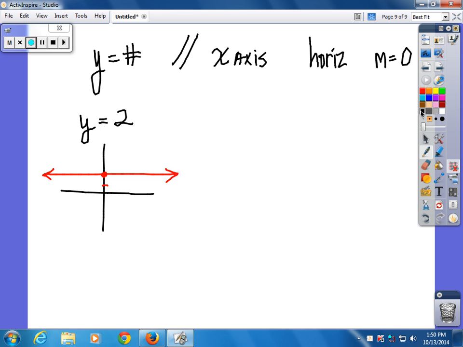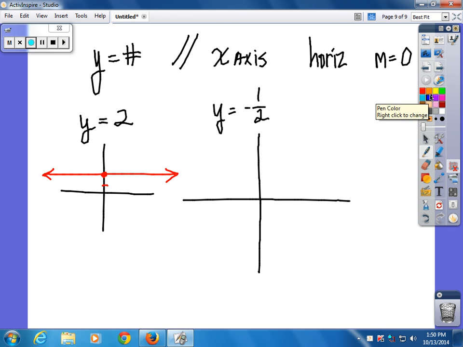What about y is equal to -1/2? Plot y is equal to -1/2. There's 1, 2, -1/2 is right there. What kind of line is it? Horizontal, because it's parallel to the x-axis. When y is equal to a number, no x's, no anything, just y is equal to 5, or y is equal to 1/2, you just plot the point and you draw a horizontal line. It's as simple as that. Don't make it hard. Don't reinvent the wheel.